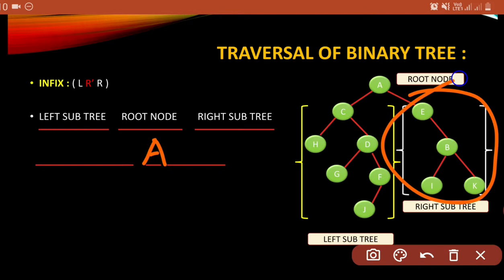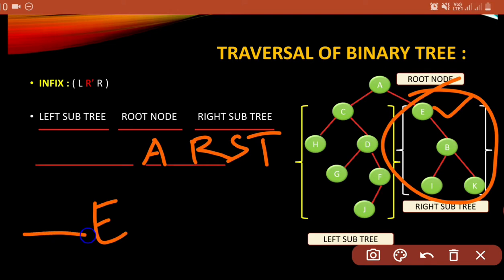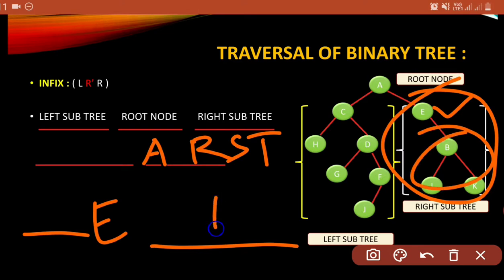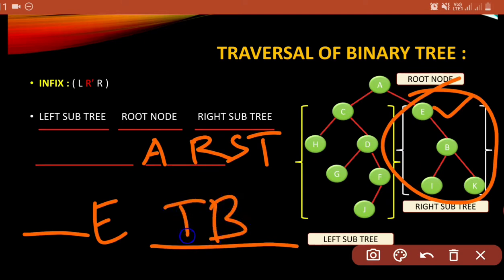How are we going to deal with it? Here we have to write the right subtree. In the right subtree, E is the root node. We have to write it in the center. The left part is not there, leave it. Put the right part. The right part is also a tree. That's why B is the root node. The left part we are having, that is I N K. Means what we have to write in place of the right subtree, that is E I B K.